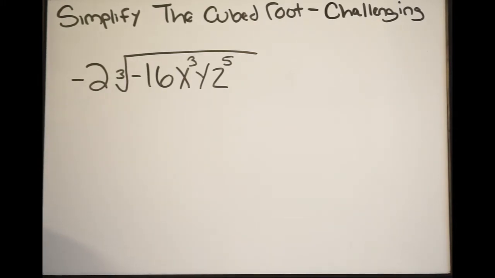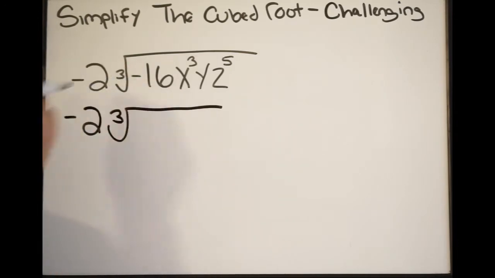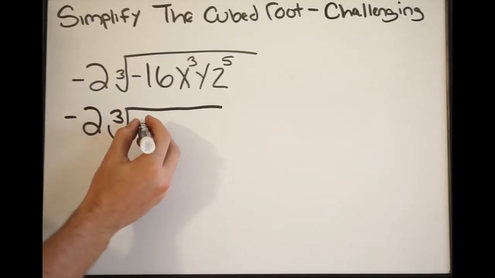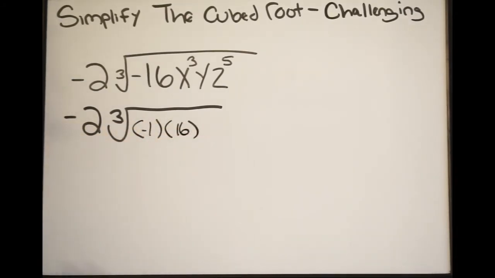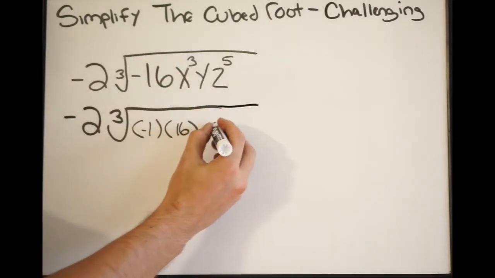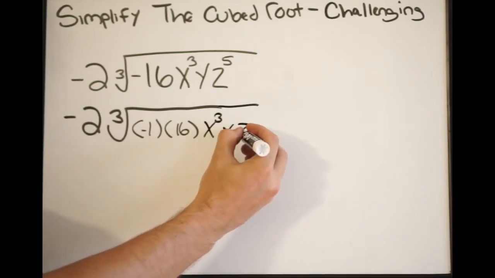So what I'm going to do here is rewrite this negative 16 the following way. I'm just going to rewrite the problem. We have negative 2, and then the cubed root of. Now think about how I can rewrite negative 16. I can rewrite it as negative 1 times 16. That is negative 16, so we're just breaking it apart. And then just rewriting what we have: x cubed, and then y, and then z to the 5th.